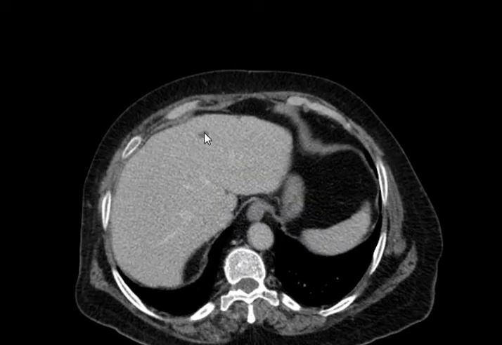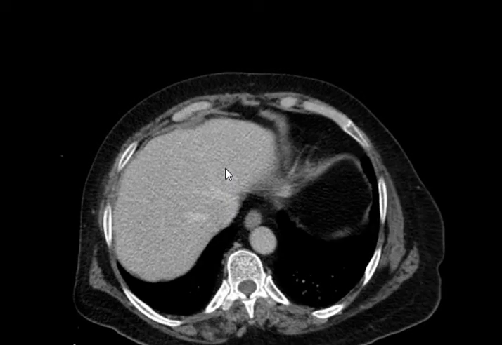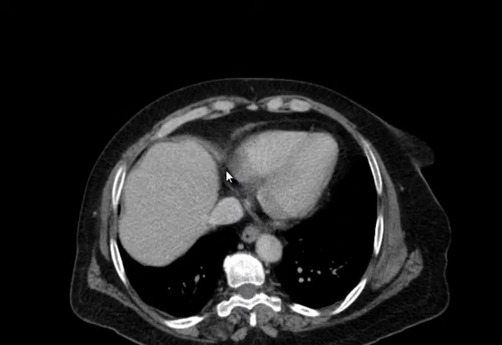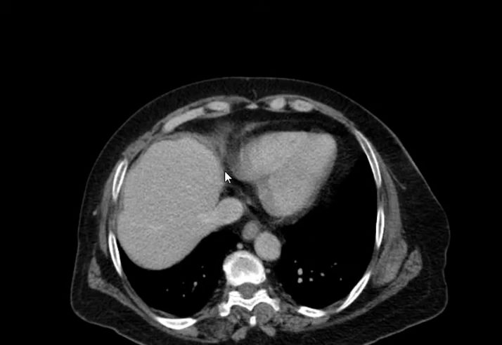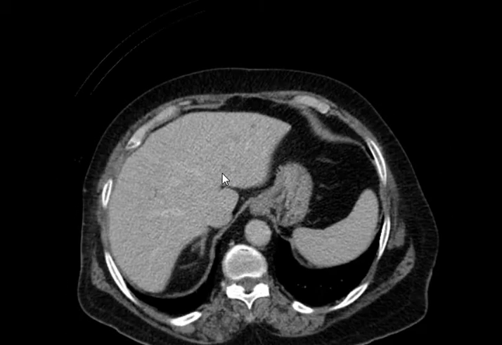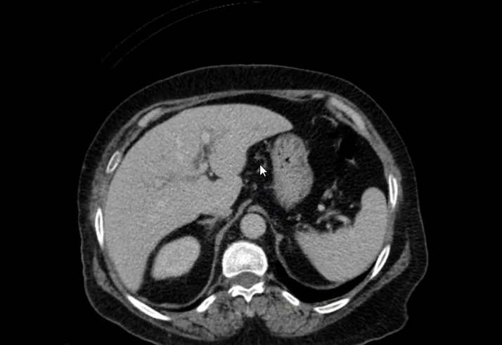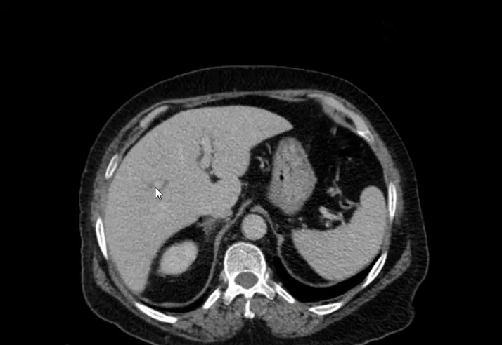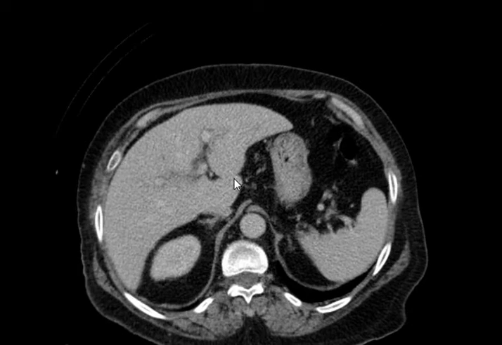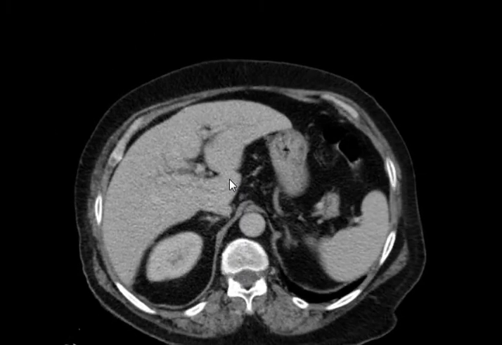This is a hypodense lesion. What do you think this is? A simple cyst. This is a cyst within the liver. It's of no significance. There is another one here, another one there, a few cysts. These are the portal triad. Cyst.